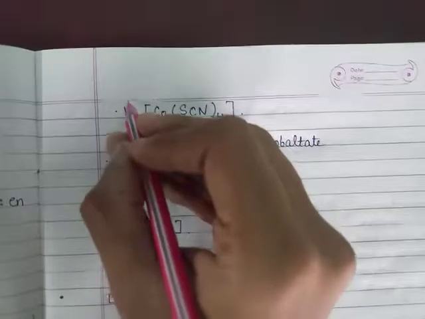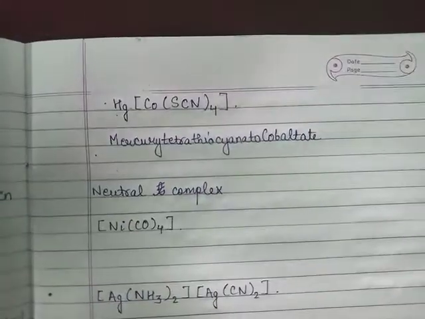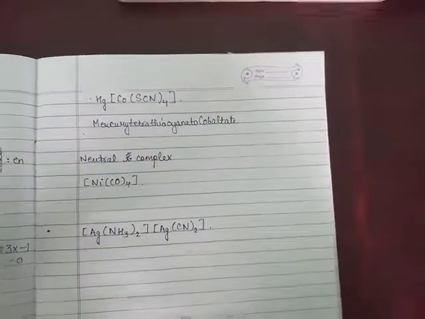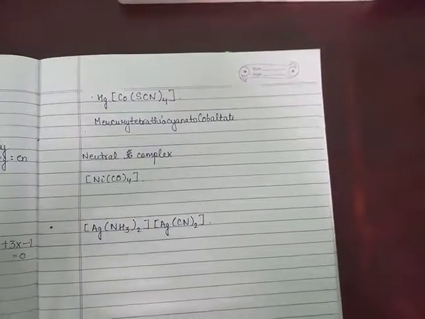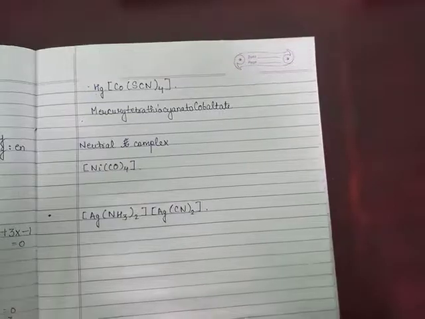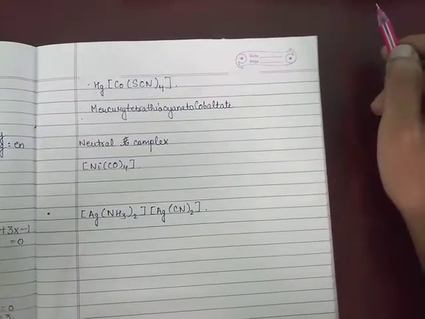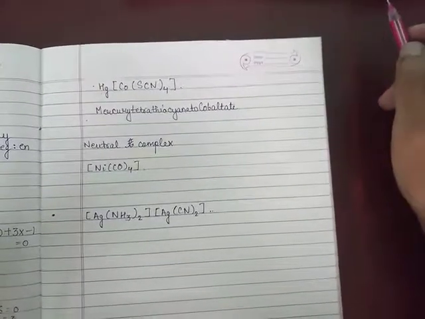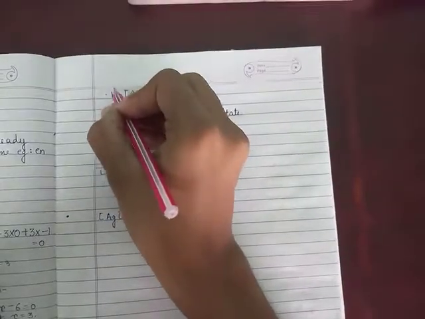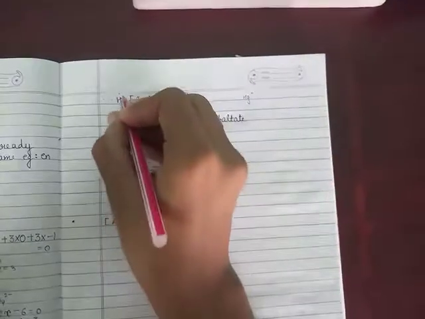How will we find out? We know Hg. How does Hg exist? So how does mercury exist? Mercury exists in 2 valency forms, right? +1 and +2. But the one we'll be using here will be +1, because it is not mentioned anywhere that it is mercurous or mercuric, so we'll be using mercurous only, like we use it generally. So we'll take the charge on Hg to be +1.